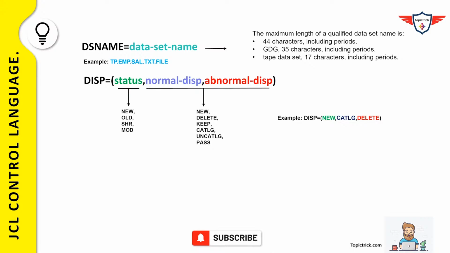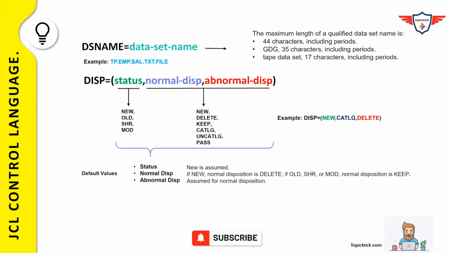The value of the second positional subparameter instructs the operating system what to do with the dataset if the job ends normally. The possible values are delete, keep, pass, catalog, and uncatalog. The default value is delete. So if you do not specify anything, then by default delete will be assumed as the normal disposition. Eventually, if you specify file status as new, then normal disposition would be delete, and if you specify file status as old, share, or mod, then normal disposition would be keep.